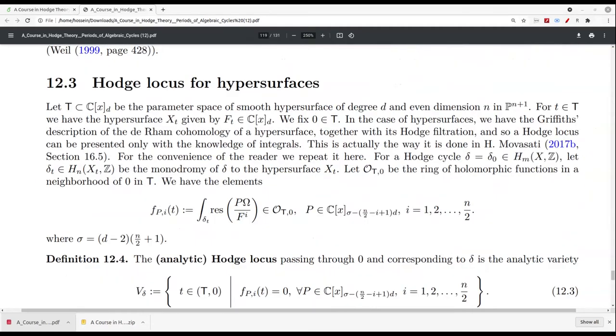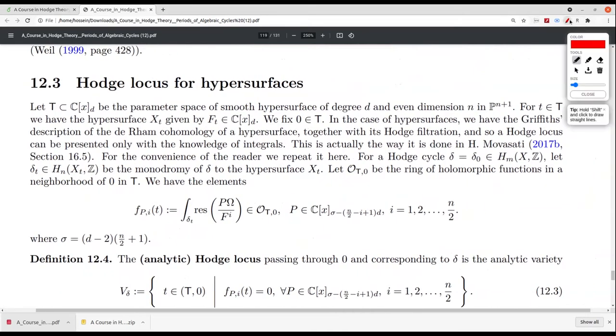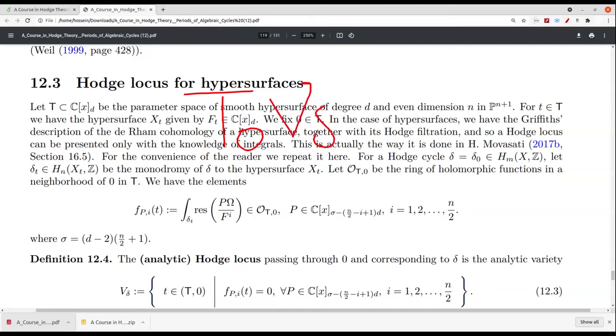So I have to say that our goal is to compute the Zariski tangent space of the Hodge locus. So remember that this was an analytic scheme. So this tangent space refers to V_delta, not just as an analytic variety, but as an analytic scheme.